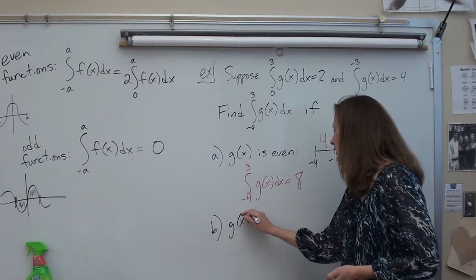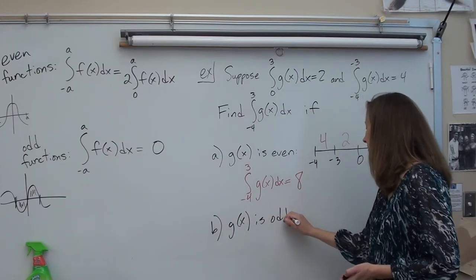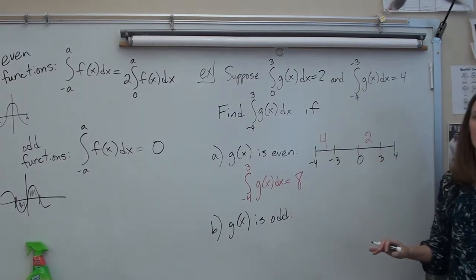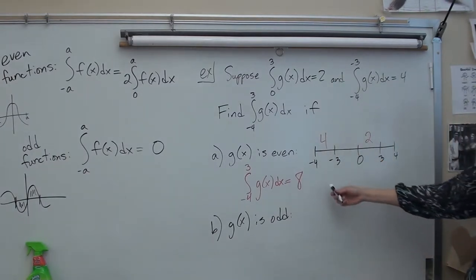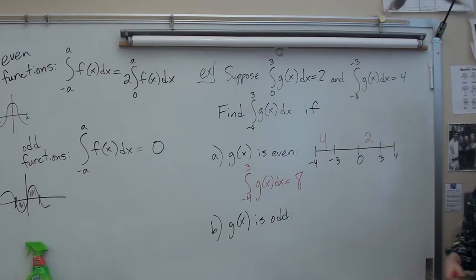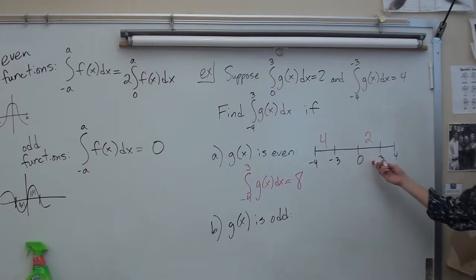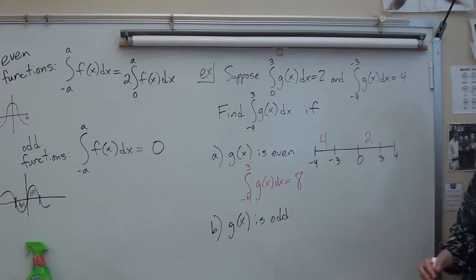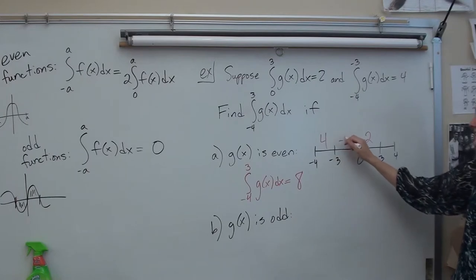Suppose g of x is odd. We have the exact same information given, but now we need to find the integral from negative 4 to 3 if g of x is an odd function. Tell me something that we could conclude about the integral from negative 3 to 0. It's negative 2. It's going to be the opposite of the integral from 0 to 3. So if g of x is odd, O for odd, O for origin, O for opposite, right?